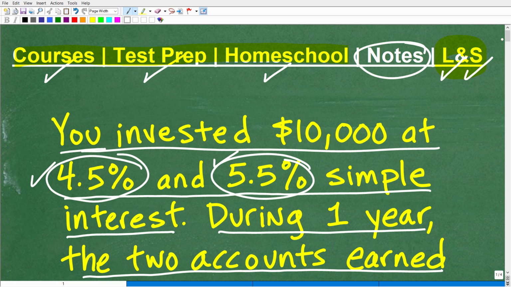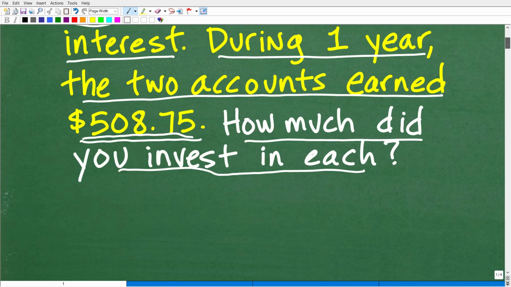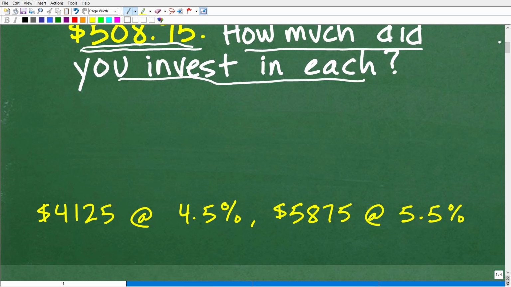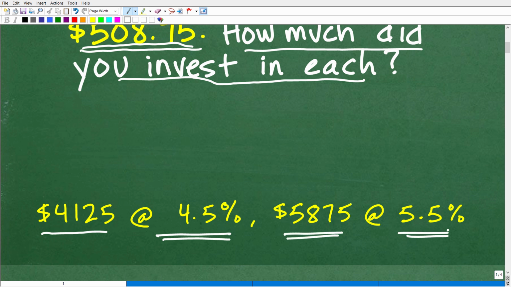Okay, so let's go and take a look at the answer to this problem. I'll repeat the problem here in a second, but let's take a look at the answer. So here it is. You invested $4,125 into the account that is yielding 4.5% interest, and you invested $5,875 into the account that is earning 5.5% interest. So that is the answer.